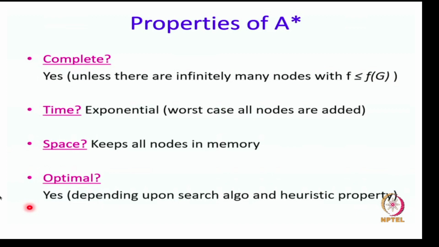But there is a constraint. What is the constraint? Unless there are infinitely many nodes, there should not be a very large number of nodes with this function where f of a is less than f of c. Time, it is going to take exponential time. Space, it needs to keep track of all the nodes, right? Space will also be high. Optimality, yes, it is optimal.